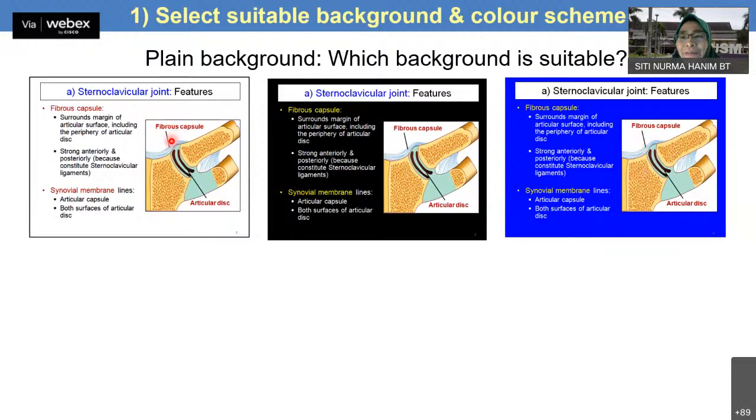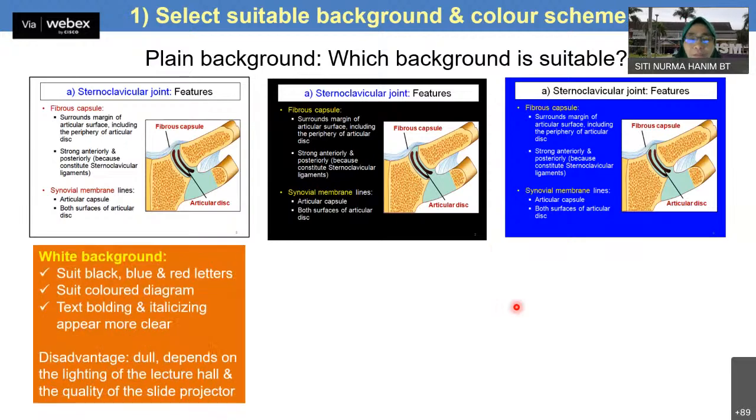White, okay. Many of you mentioned white background. You are right. White background, actually, is the most suitable choice, but it also has disadvantages. Why is white background suitable? Because it can suit all kinds of letters. It can suit the black, blue, red letters.